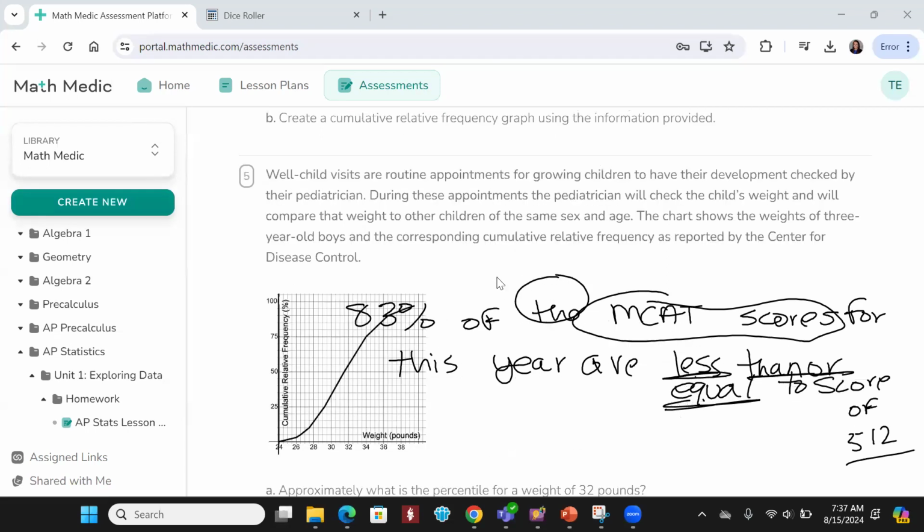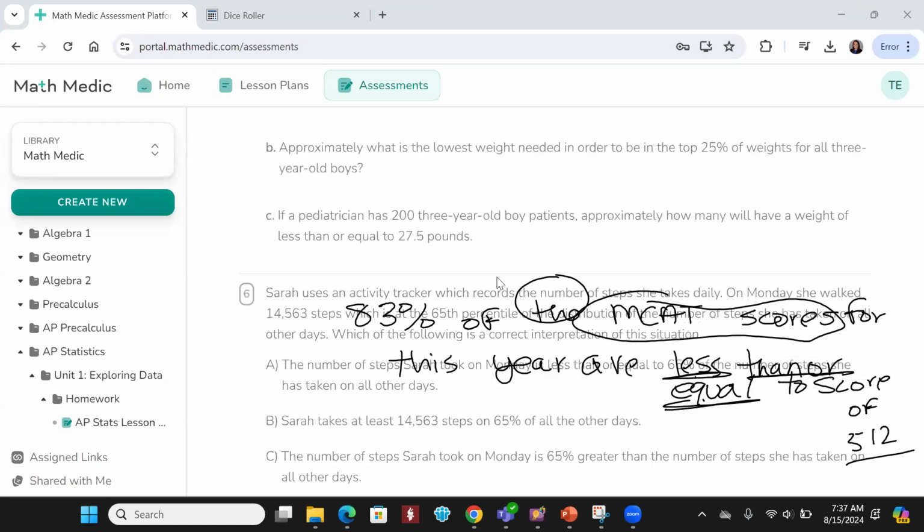Let me scroll down. 5C. It says, if a pediatrician has 200 3-year-old boy patients, approximately how many will have a weight of less than or equal to 27.5 pounds? How much? No, this is asking how many patients. 20 patients are going to have a weight of less than or equal to 27.5 pounds.